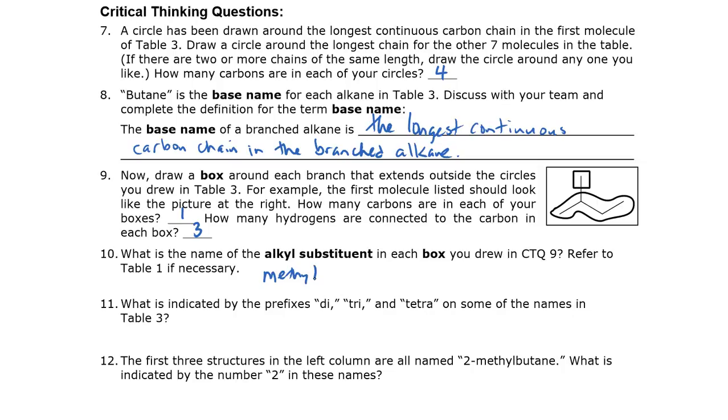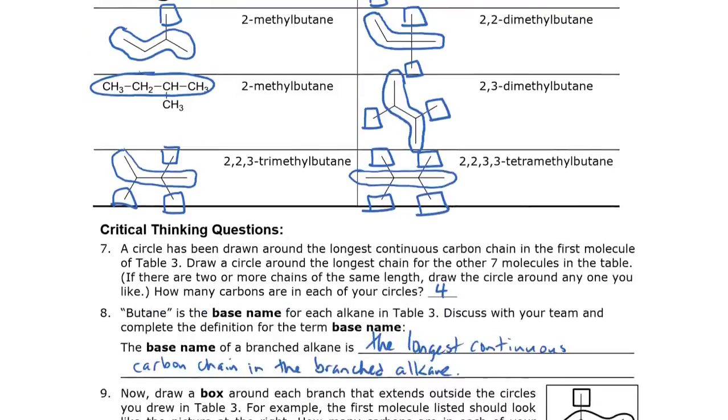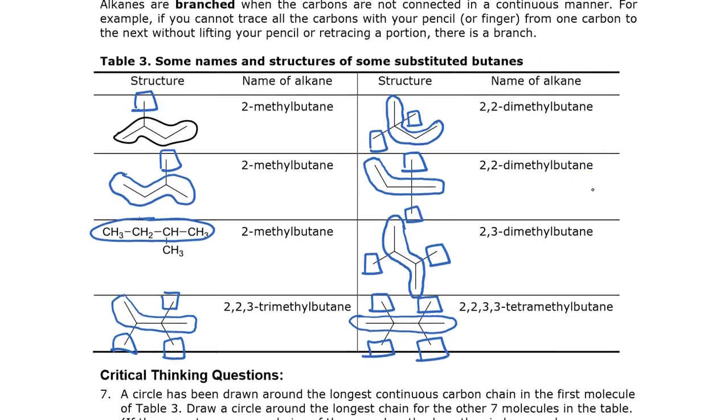Number 11. What is indicated by the prefixes di, tri, and tetra on some of the names in table 3? So, take a minute, pause the video, study these in the table and their names, and then write what is indicated by the prefixes di, tri, and tetra. Pause now. Oh, you know what? And as I did that, I realized I forgot to box this one, because that's also a methyl substituent. So there are actually 16 boxes there, 16 methyl substituents.